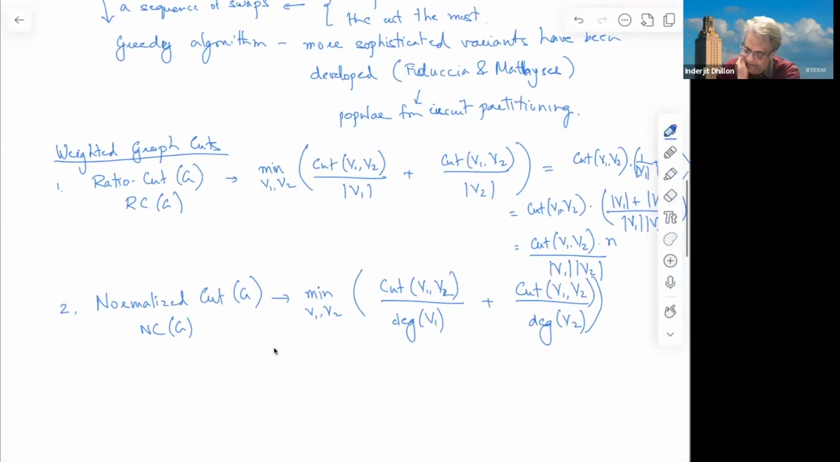Okay, so let me just define degree. So degree of Vc, the set of vertices in a particular cluster, is exactly going to be equal to the sum of Aij, where Vi belongs to Vc, and ij belongs to the edge set. And we can actually also call it the links from Vc to all of V.